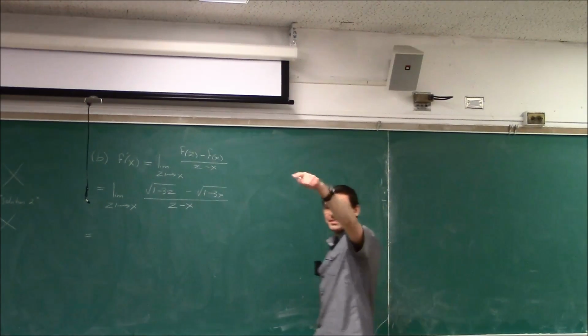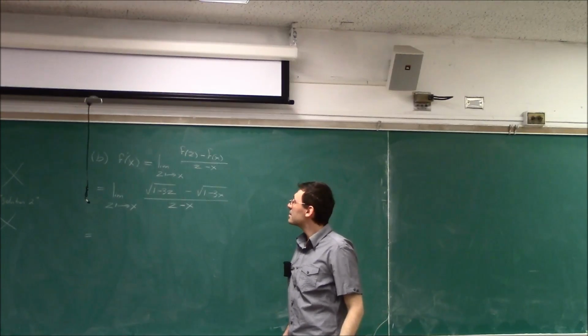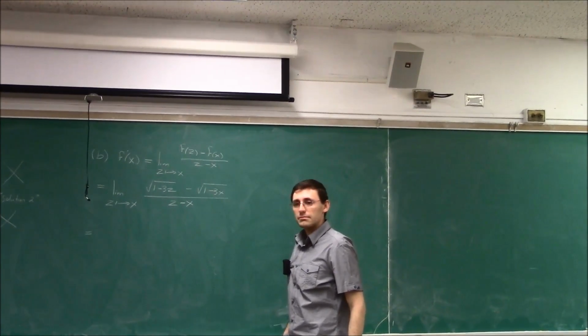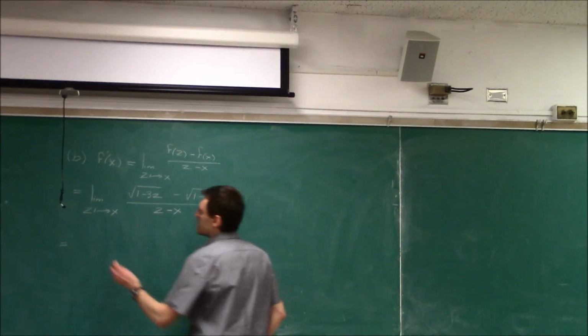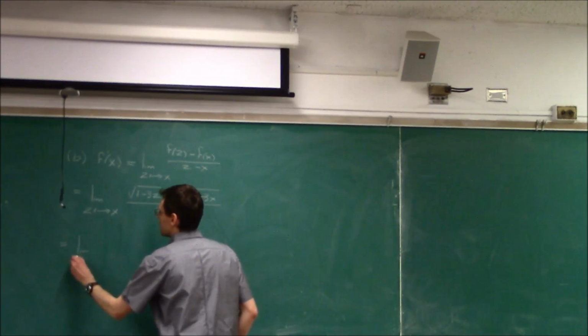Would you combine 3z and 3x? How do I combine them? Like first you change it to 1/2. Okay, you don't like this? Sure, so let's change it to 1/2. Why not?